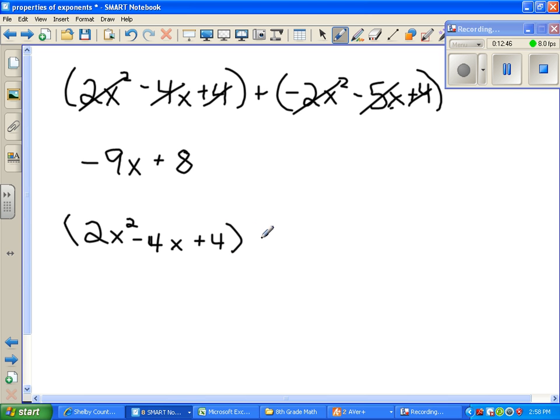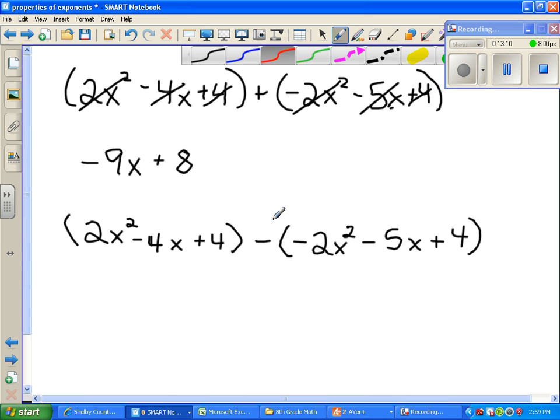But this time we're going to subtract a negative 2x squared minus 5x plus 4. How many of you are using the horizontal method? Yes, we're going across, horizontal. Okay, then I'll continue with this. We can rewrite this as, I'm adding and I'm changing the sign. This will be a positive 2x, a positive 5, and a negative 4.